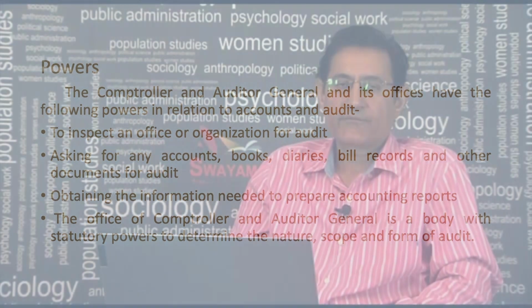The Office of Comptroller and Auditor General is a body with statutory powers to determine the nature, scope and form of audit. Students, here we have powers which have been provided to this office, because without these powers this office cannot perform its duties. So, the Comptroller and Auditor General can seek the documents, all bill records, all other documents which are required to prepare the accounting and to prepare the audit reports.